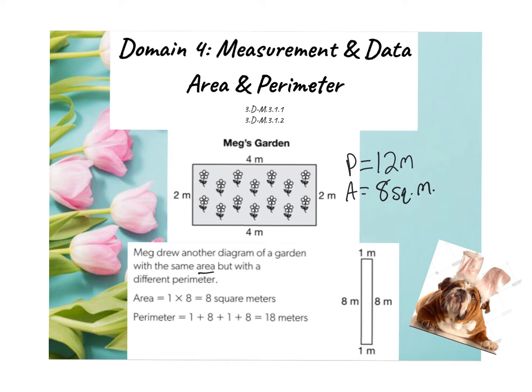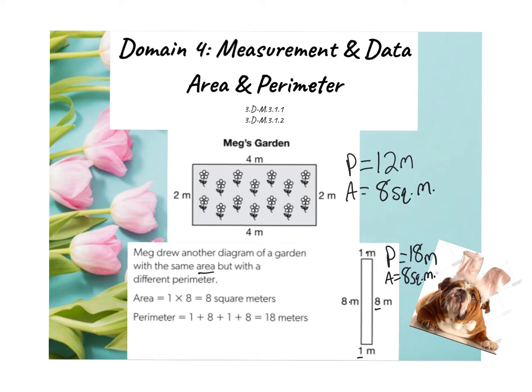And let's double check this. So now the area is going to be the same. So we're going to have 2 numbers that multiplied together also equal 8. And look, there it is, 8 times 1, which gives us the area of 8 square meters. And then the perimeter is going to be a little bit different though, because we have 8 plus 1, which is 9, plus 8 plus 1, which is 9, and 9 and 9 equal 18 meters.